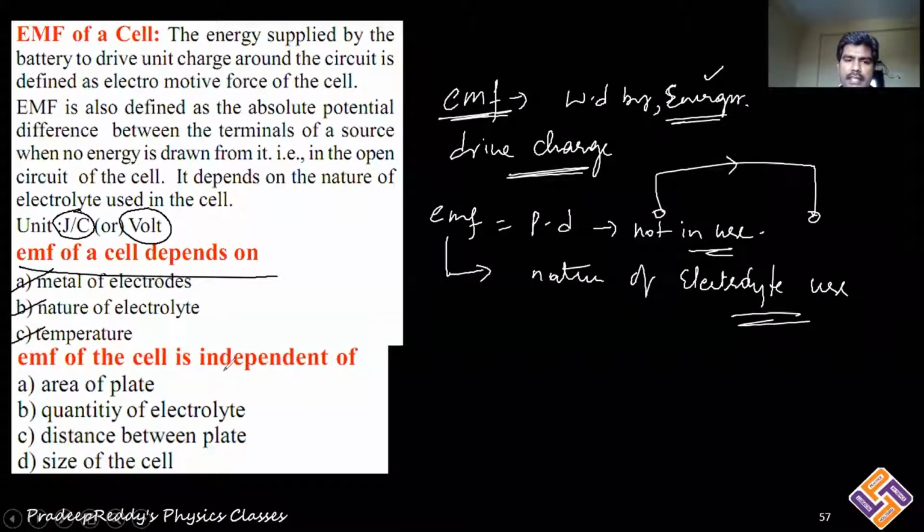And EMF of the cell is independent of the area of the plates, quantity of electrolyte, distance between the plates, and size of the cell. It is independent of the size of the cell. It is independent of the distance between the two plates. It is independent of the quantity of the electrolyte which you are using. Quantity, not quality, quantity. And it is also independent of the area of the plate. You can take a very small rod or a thicker rod. It does not have any impact on the EMF, even though you are using thin plates or thick plates. That's about EMF of the cell.